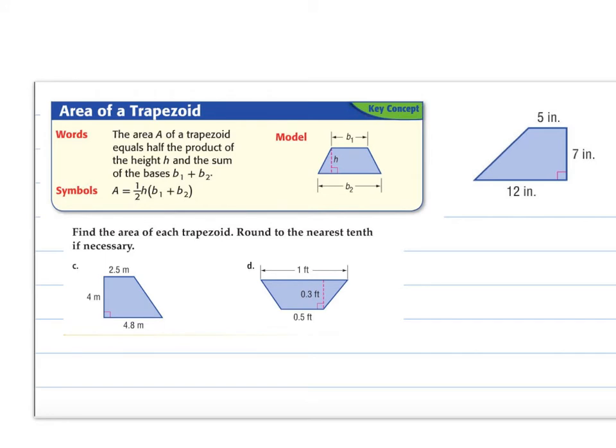So, last little bit here before the end. Our last shape is a trapezoid. This one can be a little bit more complicated because there's more to it. So, a trapezoid is half of the height times the sum of the bases. So, it's very important that you read this. Area of a trapezoid equals half the product of the height and the sum of the bases. So, base sub 1 and base sub 2 is how those subscripts are read.